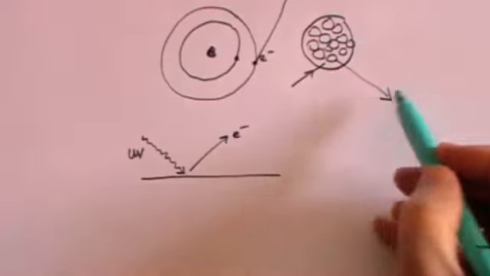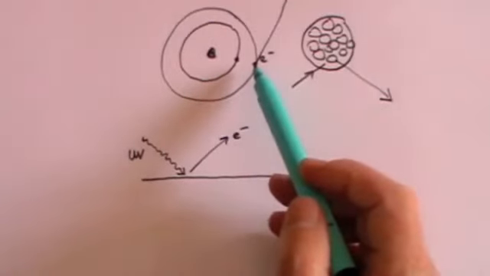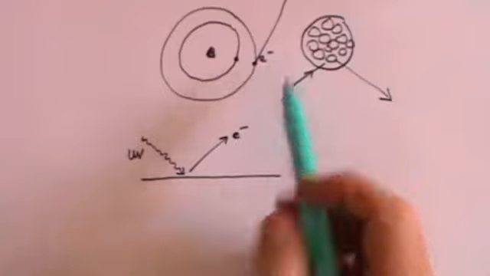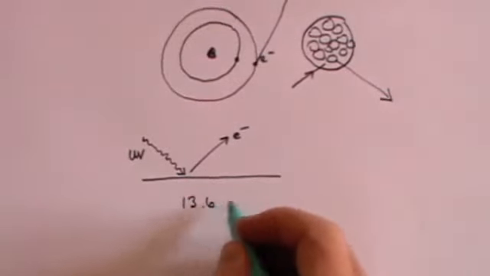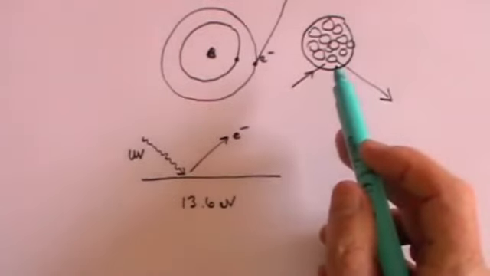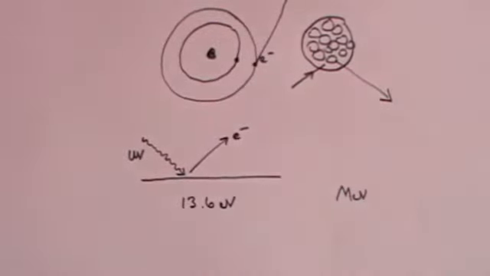Now, in a similar way, you can also kick a nucleon, either a proton or a neutron, out of the nucleus if you give it enough energy. The difference here is that, for example, if you take a hydrogen atom and you have an electron in its ground state, then to kick an electron out of a hydrogen atom, you need 13.6 electron volts of energy. But if you want to kick a proton or a neutron out of a nucleus, you will need energy in the range MeV, millions of electron volts. So significantly more energy is needed.